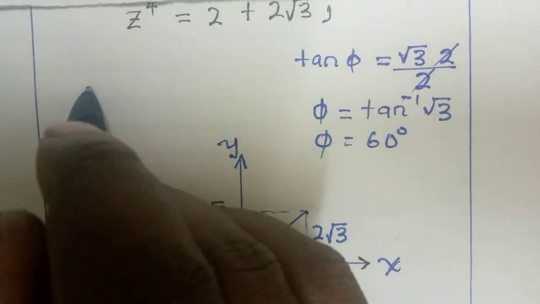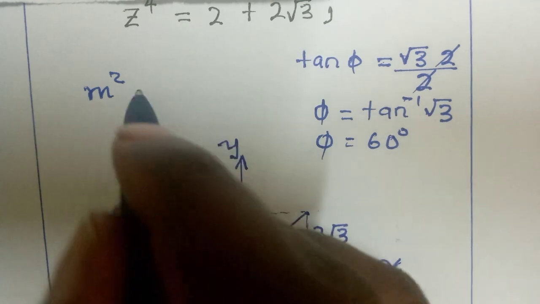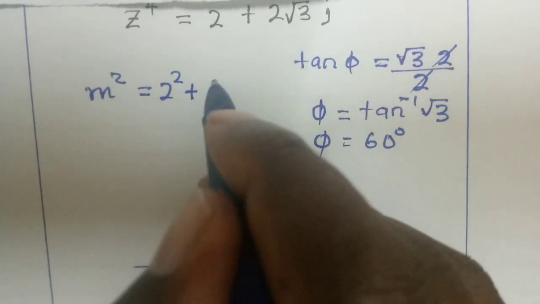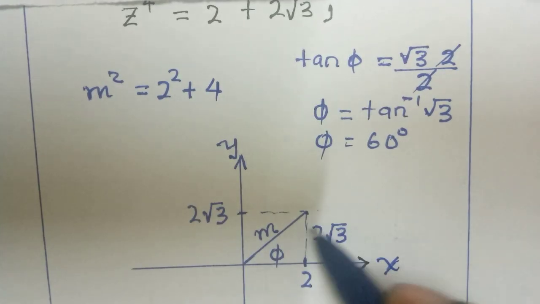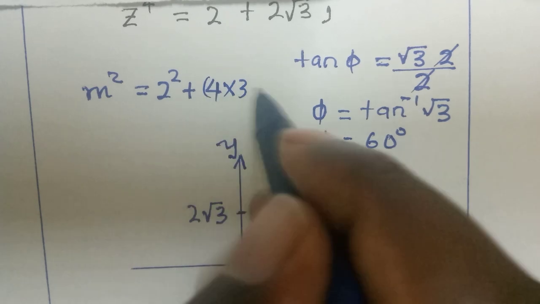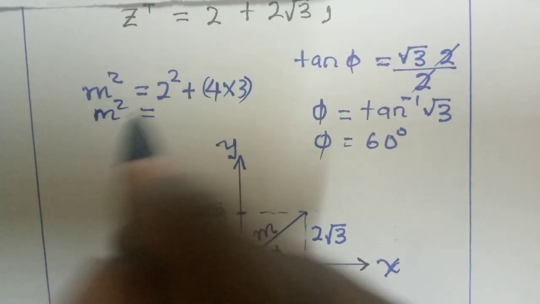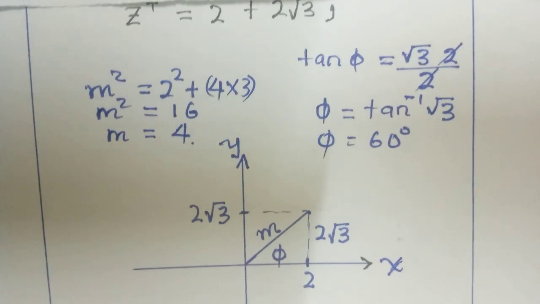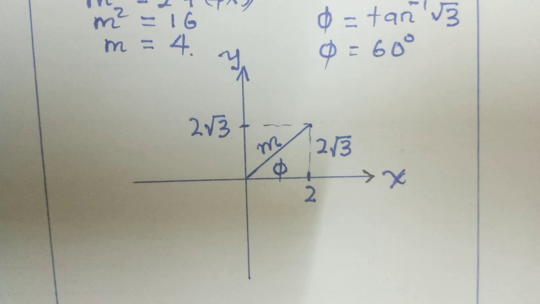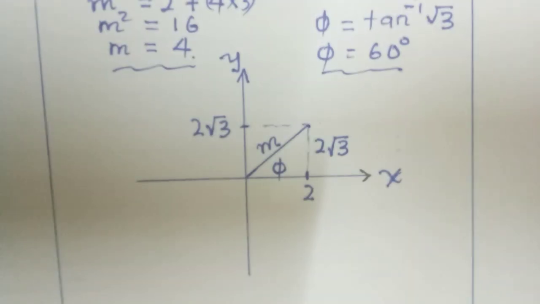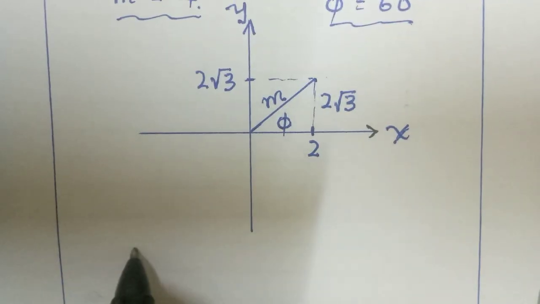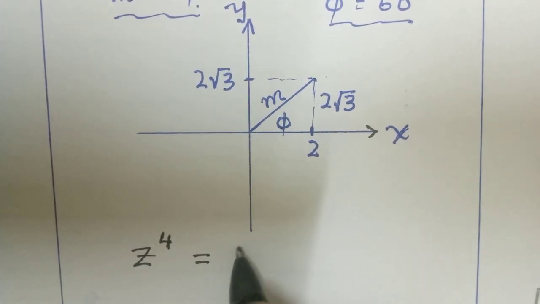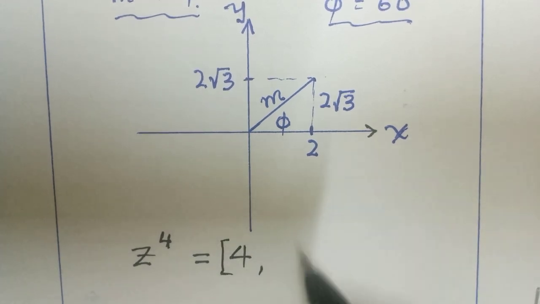So guys, now we can also look for the modulus. For the modulus, m squared is given by the Pythagoras theorem, which gives us 2 squared plus, that is 4 times 3, because you square that, you get 4 times 3. So m squared is going to be 16. Therefore m is going to be 4. So guys, we've been able to get both the modulus and the argument. So we have Z to the 4, which in polar form is 4, 60 degrees.